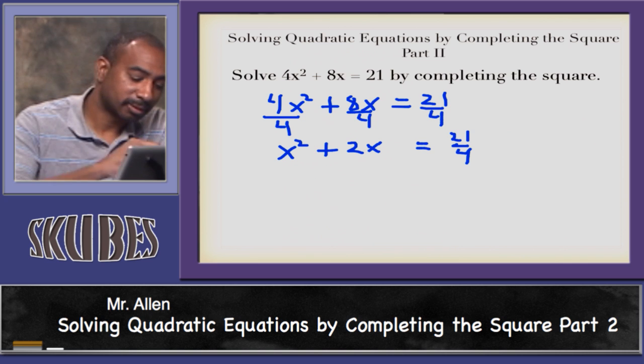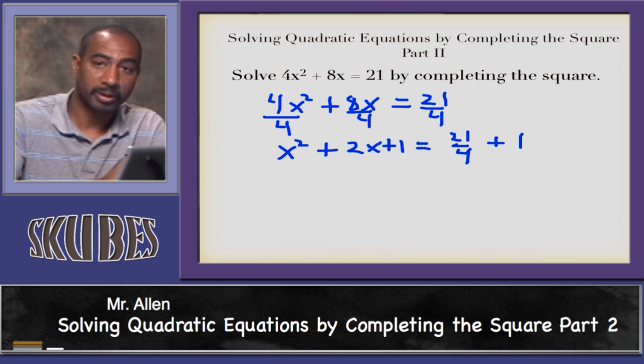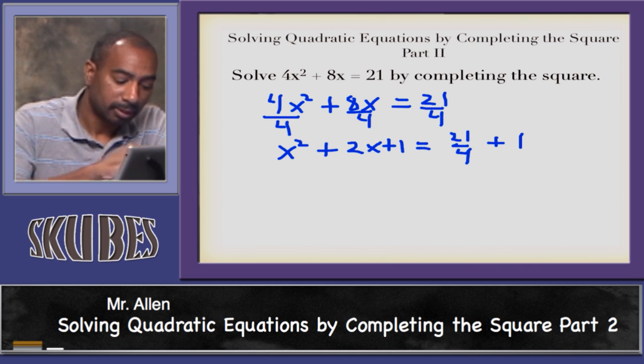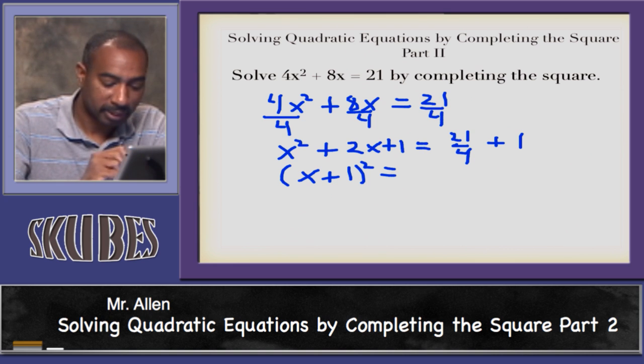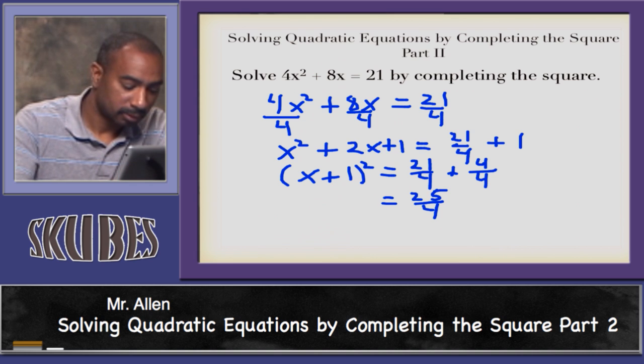All right, now from the previous example, you saw that 1 is what completes the square. So you're going to add 1 to both sides to complete the square of this equation. And so this is going to be x plus 1 squared. I got to add this fraction together. So this is 21 fourths plus 4 over 4. So this is 25 over 4.